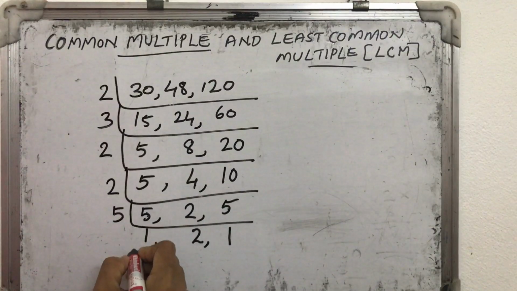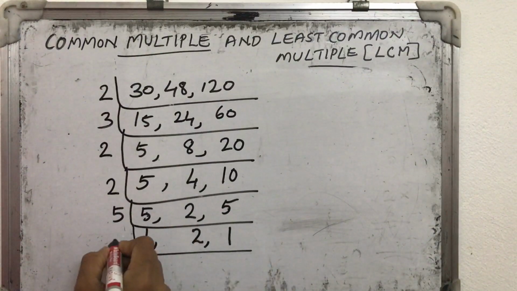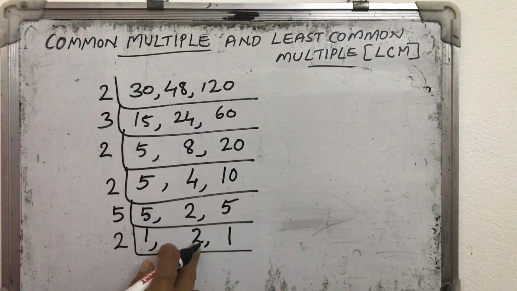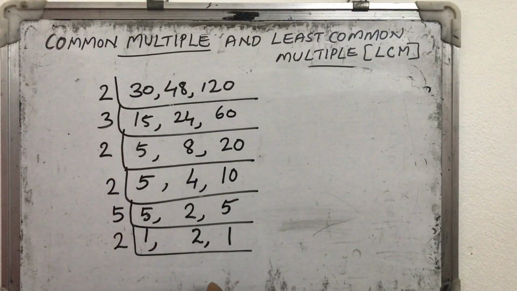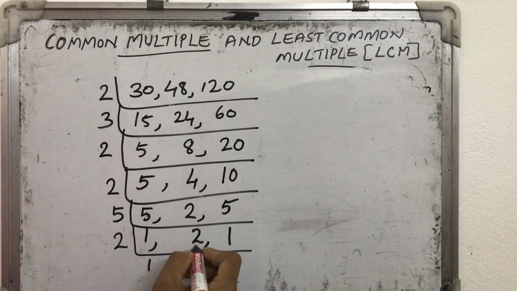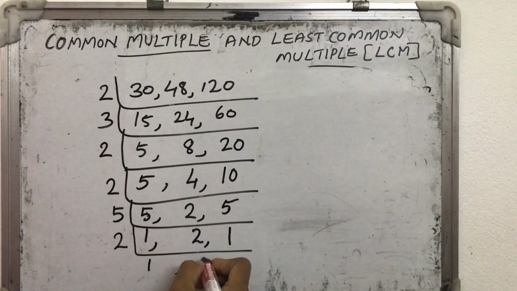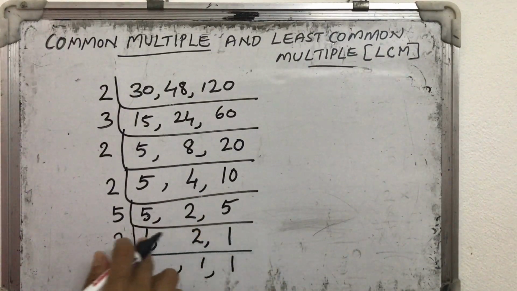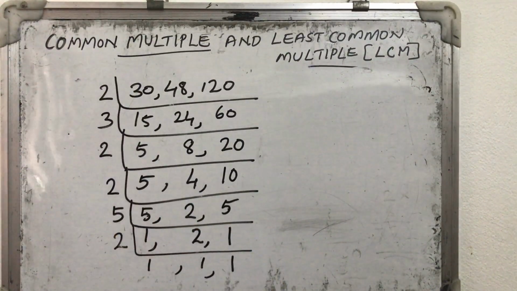Otherwise it is better to divide one more time with 2, because last we will make all the numbers 1. Here already 1. This is 2 divided by 2, also 1. That also 1. This is not divisible by 2, so we just write down that number.